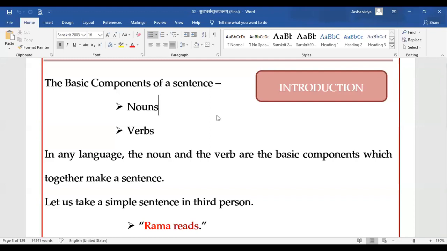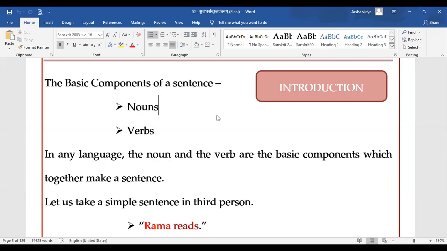So now we are going to study the structure of a sentence. A sentence is called Vakyam in Saṃskṛtam. Vakyam. A sentence is called Vakyam. What are the important components of a sentence?